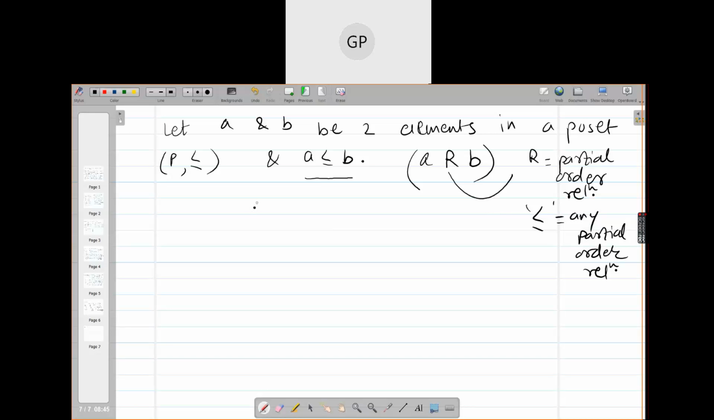Now we want to write the meaning of A is covered by B. So first we take that A and B are comparable elements. Do you understand it? A is less equal B means A and B are comparable elements.